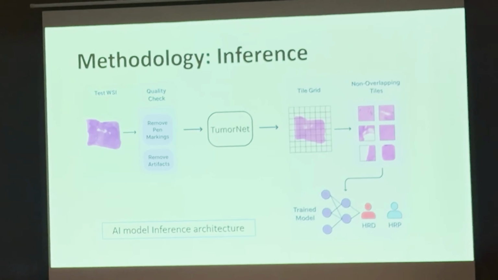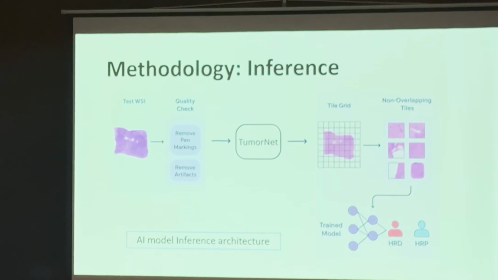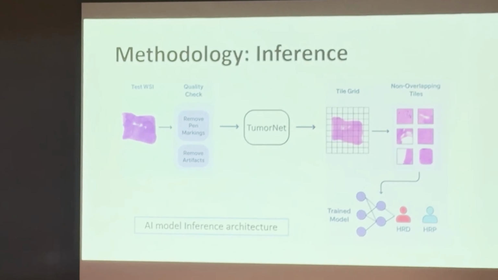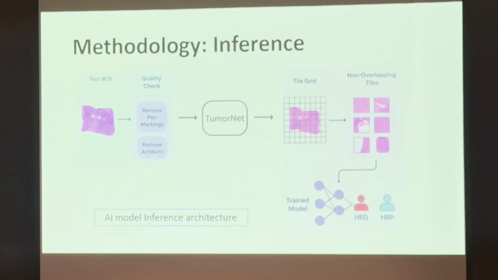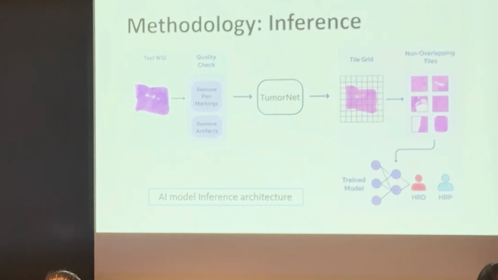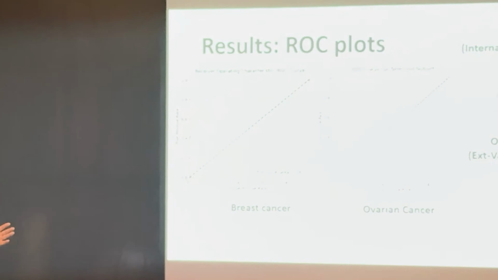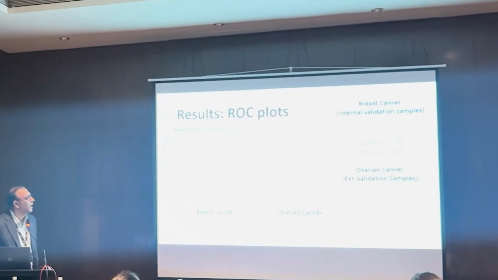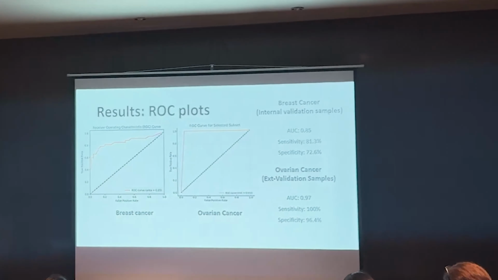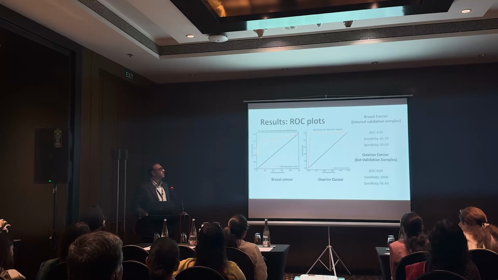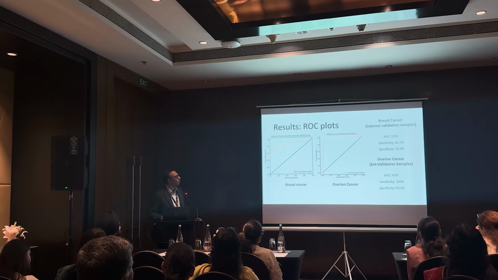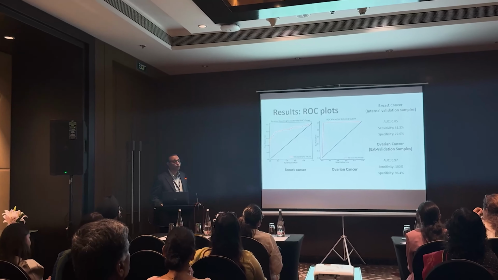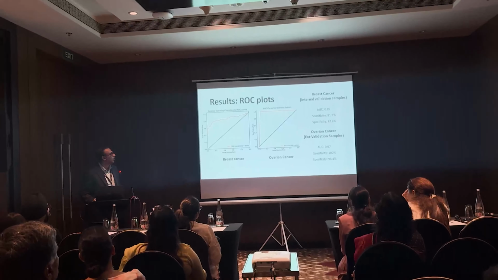The inference model is very simple. We took a test image and passed it to the same pipeline, and the model gives us whether it's HRD or not; it's a binary classification. These are the results that we have. These are some of the ROC plots. We have good sensitivity and specificity, exclusively for the ovarian cancer patients from the external cohort that we got.